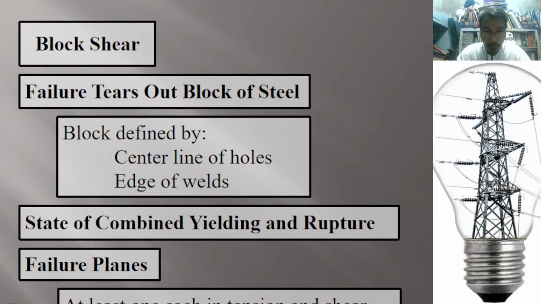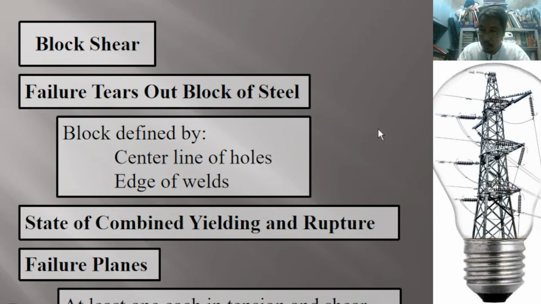So in a similar fashion, let us present this topic, block shear. This is theory. We already talked about the block shear from the code perspective. We are now going to take this theory. Failure tears out block of steel.